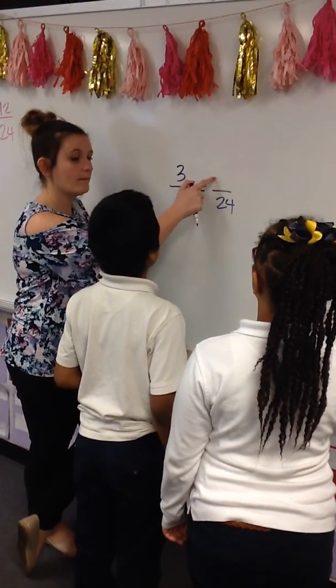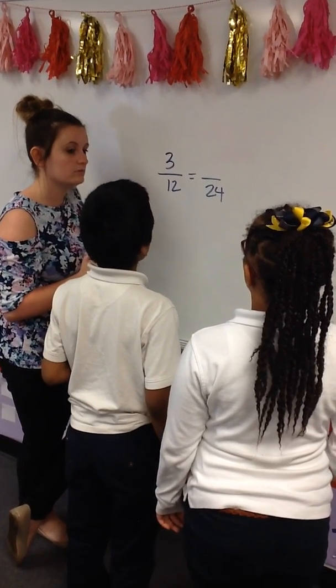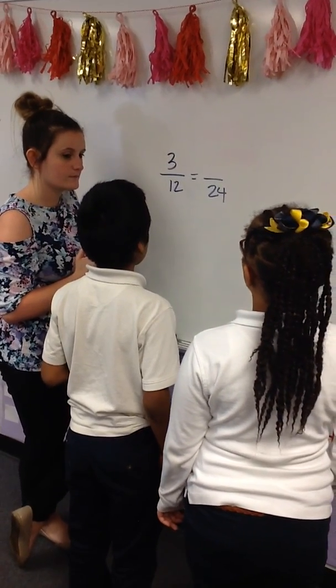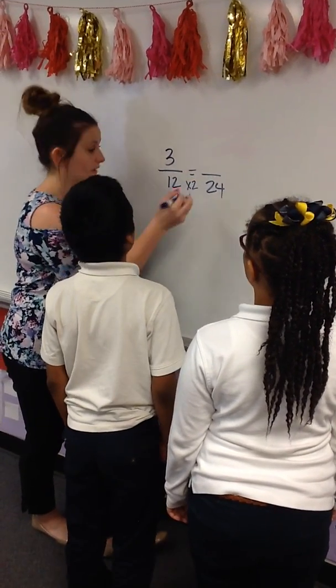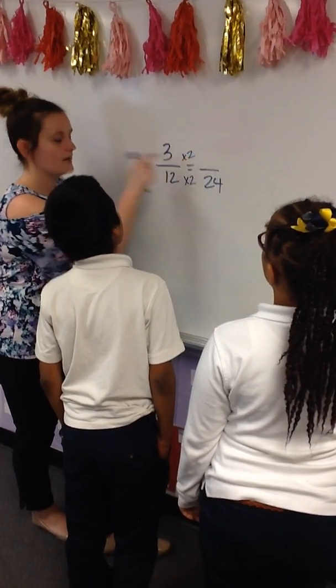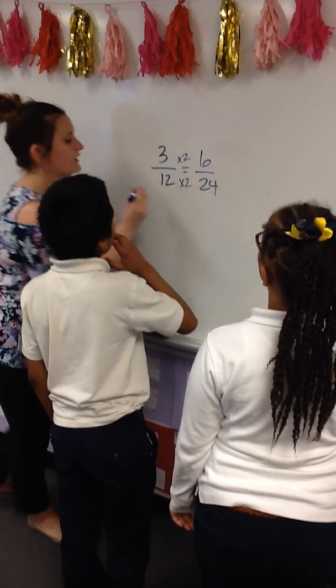Remember how to find the missing number? Yeah, perfect. You have to do the same thing on top. Perfect. So 3 times 2 is what? 6. Perfect. Let's do 1 or 2 more.